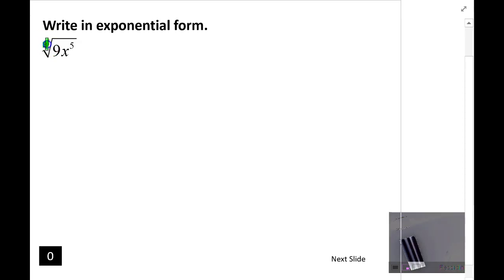Okay, so now we're going to have to write this in exponential form, so we're going to do the reverse of what we just did. So again, pay attention to the index and the power here. Now, again, you need to be very careful here, because if you look, this 9x is not in parentheses. So in other words, this 5 only applies to this x. The 5 exponent does not apply to the 9. So we need to be careful with that when we rewrite it.